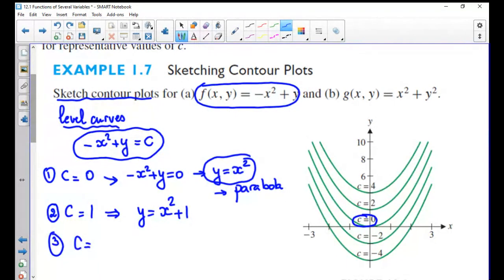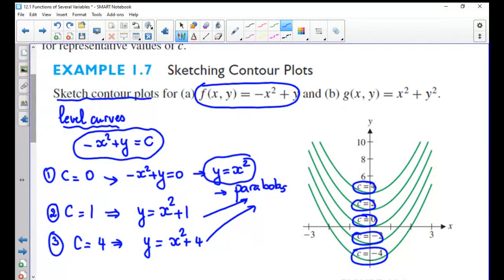You could take c equal, I don't know, 4. Then you will get the equation y equal x squared plus 4. These are all parabolas, yeah? They're all parabolas. So c is 4, 2, minus 2, 4. So how many level curves do you see here? 5, yeah? 1, 2, 3, 4, 5. These are all level curves for this function here.